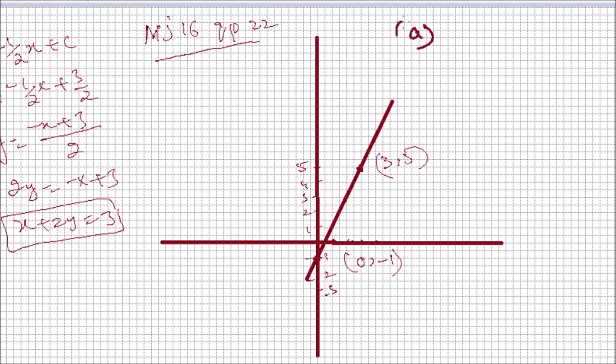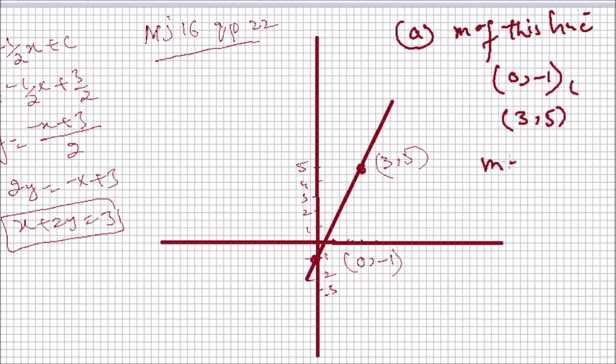Part A is m of this line. So I have taken these 2 points. You can take any other 2 points. One point is 0, -1, and the other point is 3 and 5. So for m I will do 5 plus 1 over 3 minus 0.